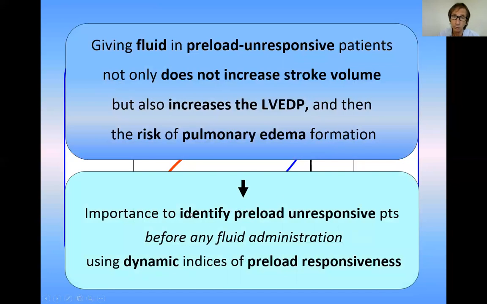This is why it is important to identify preload responsive patients before any fluid administration using dynamic indices of preload responsiveness. And this is not my talk today, but there are many tests now to identify preload responsive patients.